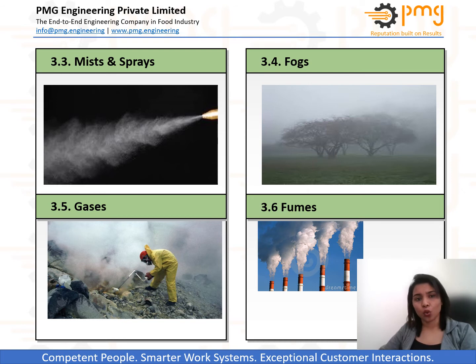Gases. These are materials that become airborne at room temperature. Gases may have an odor, but many do not. Some gases can be seen, but again others cannot. Gases may be heavier than air or lighter than air. The fumes. Fumes can occur whenever a metal, plastic or polymer is subjected to high heating during processes such as welding and soldering operations.